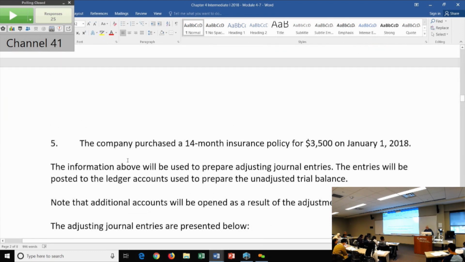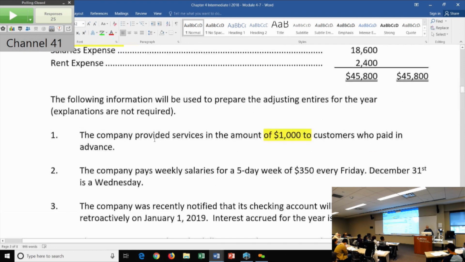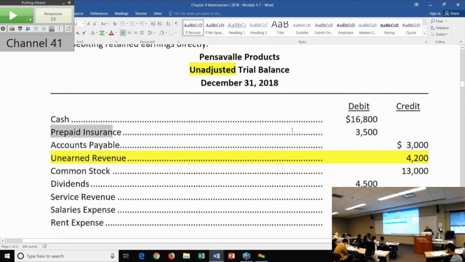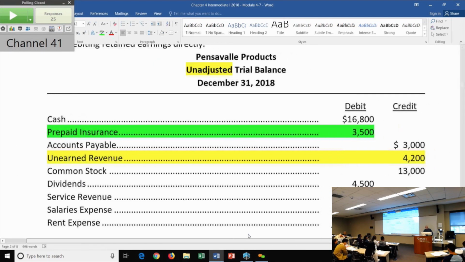Now that $3,500, if it's prepaid, how is it originally recorded? Well, I've got to look on the trial balance, and if I look on the trial balance, I'm going to see that the prepaid insurance is on the books as an asset. So it's originally recorded as an asset. So I have to make an adjustment for that as well. All right, so that's the data that will be used for this purpose.